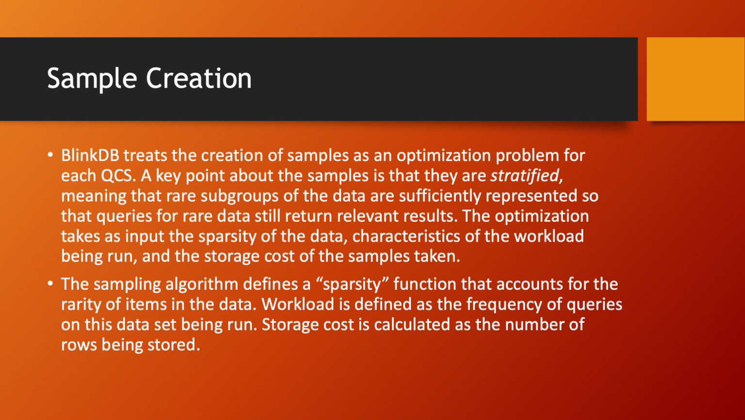The optimization takes as input the sparsity of the data, characteristics of the workload being run, and the storage cost of the samples taken. The sampling algorithm defines a sparsity function that accounts for the rarity of the items in the data. Workload is defined as the frequency of queries on this data set being run. Storage cost is calculated as the number of rows being stored.